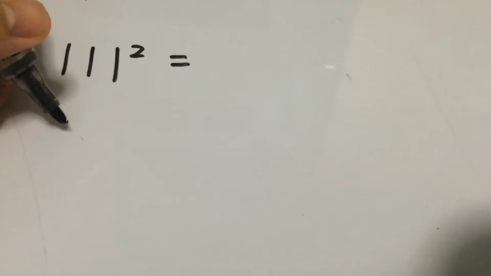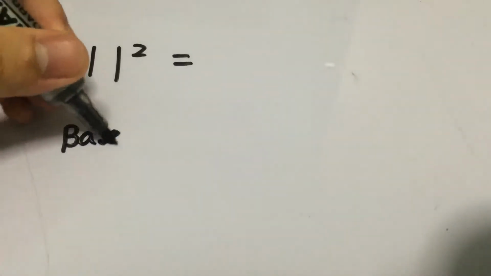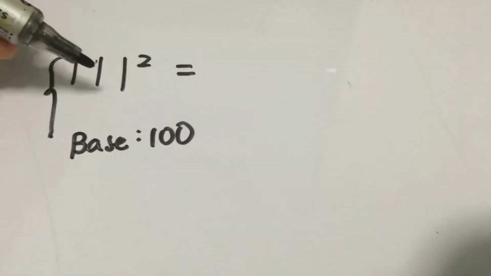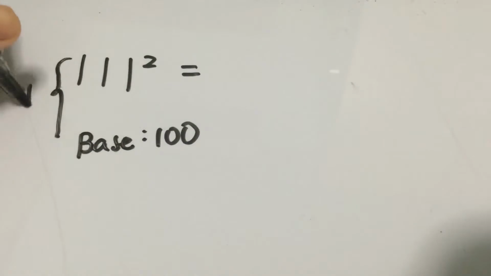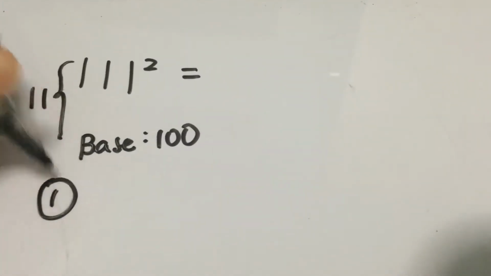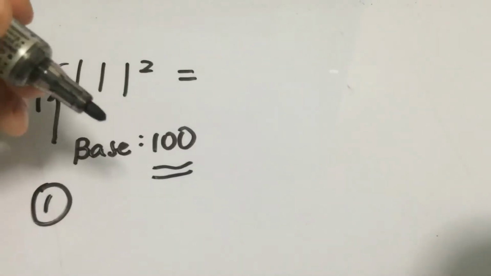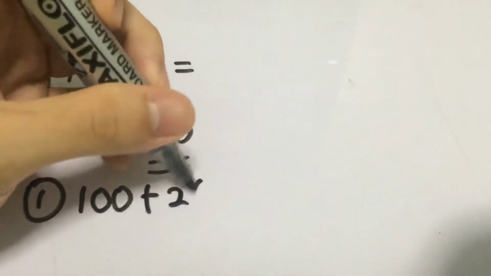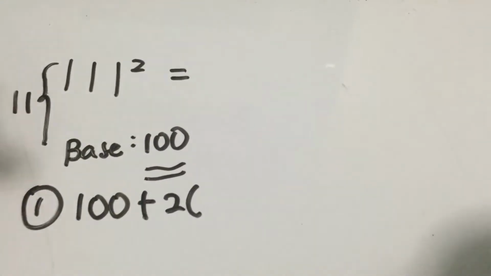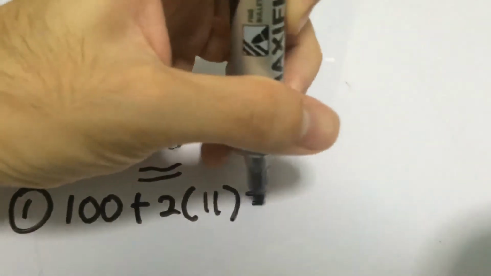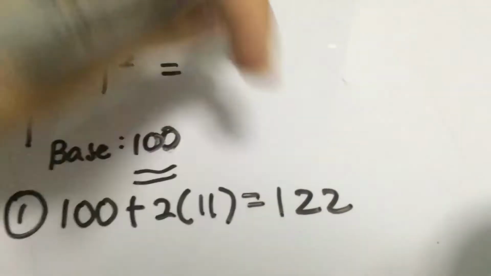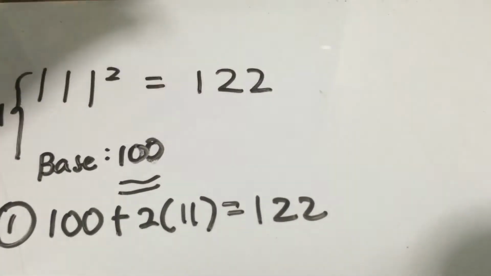Alright, so the next question that we're going to tackle is how to square 111. The first thing we do is set the base as 100. The next thing we do is find the difference between 111 and 100, which in this case is 11. My first step will be to take the base, which is 100, and add 2 times the difference, which is 11, and that gives you 122, and this is the first 3 digits, which I put like this.